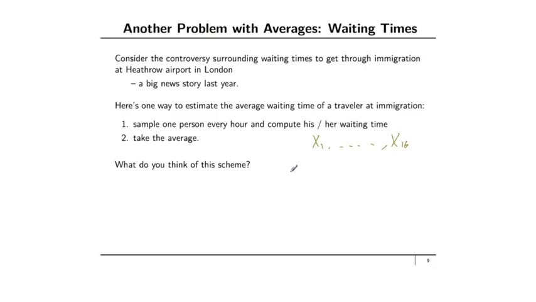The question here is, is this a good scheme? I'm not going to answer this question, but you can think about it. I will give you a hint. It's a bad scheme. And it has a fundamental problem, which is similar to the problem on the previous slide where we discussed ways to compute the average number of children per family.